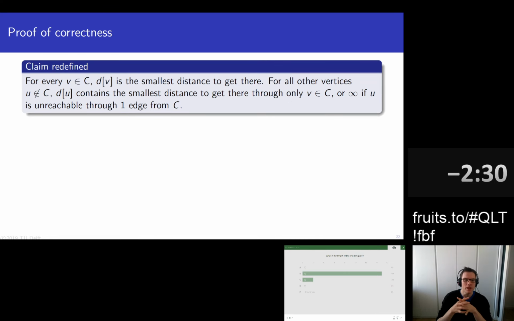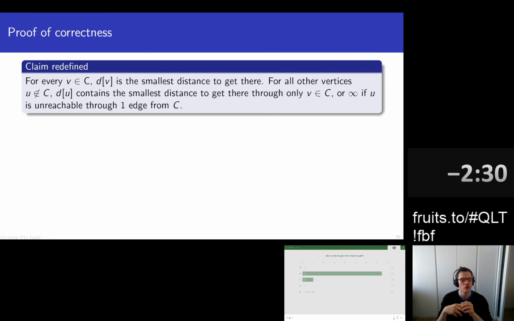Then, what I'm claiming is the following. For every vertex in the cloud, the distance I currently have recorded is the smallest distance to get there. Because as soon as I add it to my cloud, I say there is no shorter path to get there. So d of v will no longer be updated, and d of v is the smallest distance.